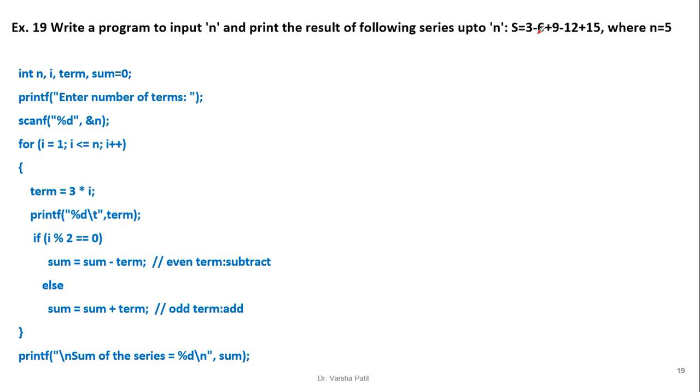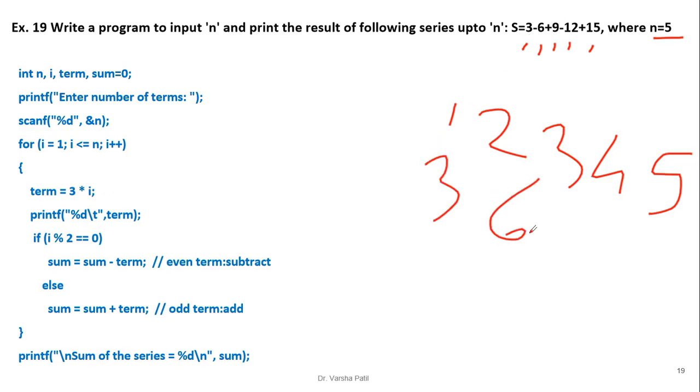The next program requires us to accept the number of input terms and print the following series up to n. For example, if n is equal to 5, then we require to print 3, 6, 9, 12, 15. You can observe that all the terms are multiples of 3. Here n is 5, that is 1, 2, 3, 4, 5, and we multiply all those terms by 3. So it becomes 3, 6, 9, 12 and 15, which we can easily obtain.